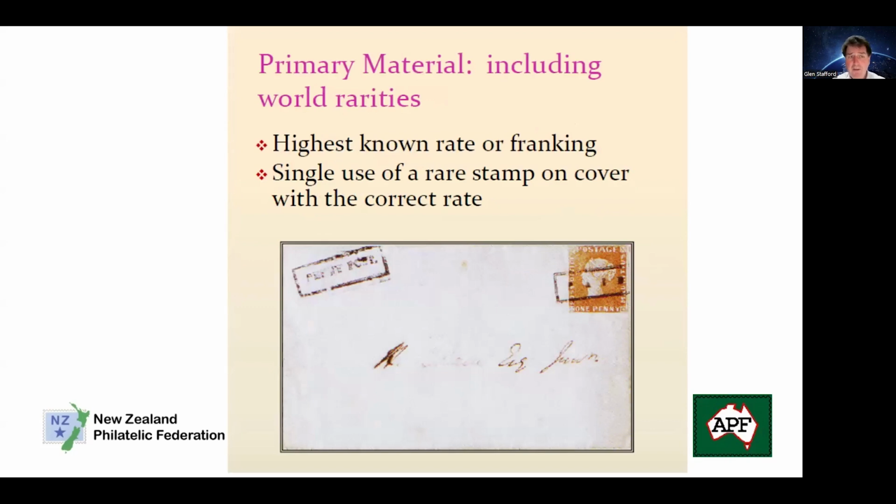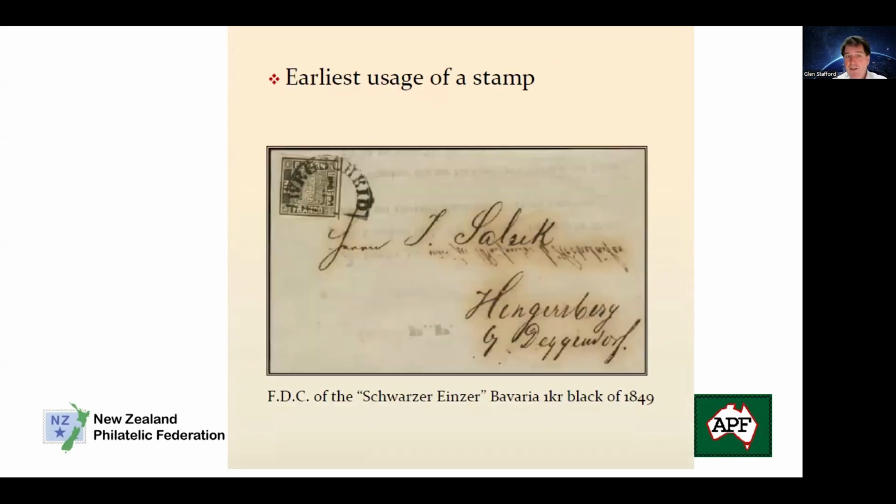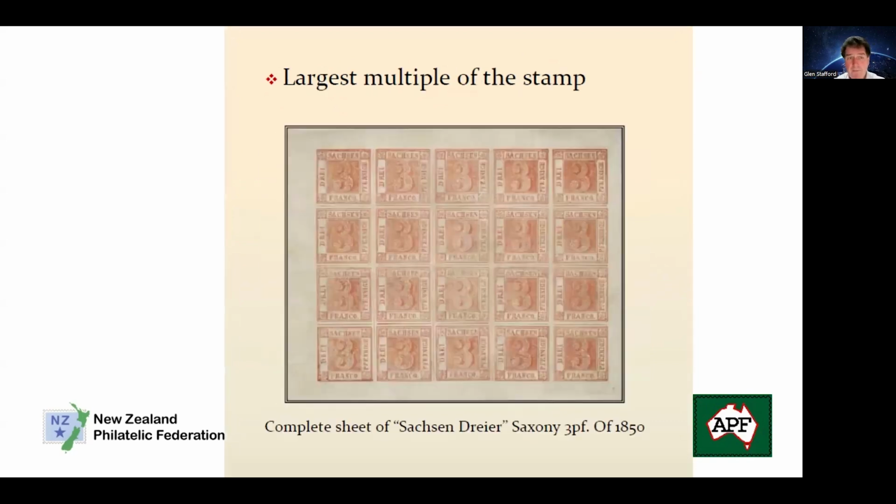So primary material would be the highest known rate of franking on cover. That could be a good rarity. Single use of a rare stamp on cover with correct rate, also another area for rarity. Earliest usage of the stamp, that could be a good indication of rarity. Largest multiple of stamps. So the largest block known, that could be a good rarity as well, because for many stamps there are no surviving sheets, so it's often whoever records the largest block, it's recorded. If you have it, then that's accepted as rarity.